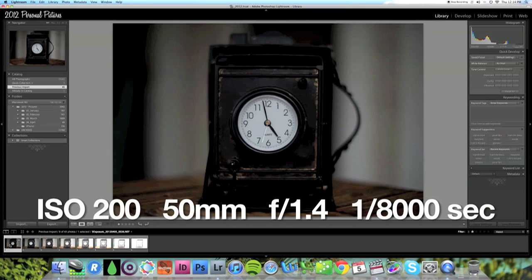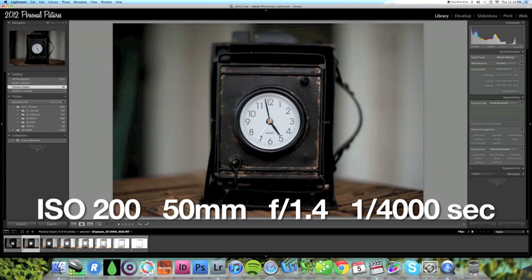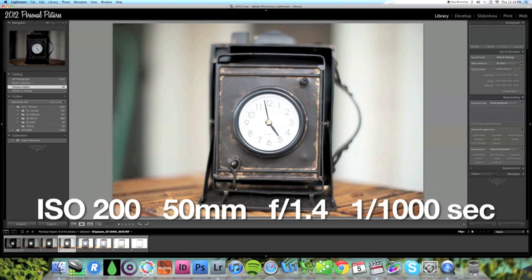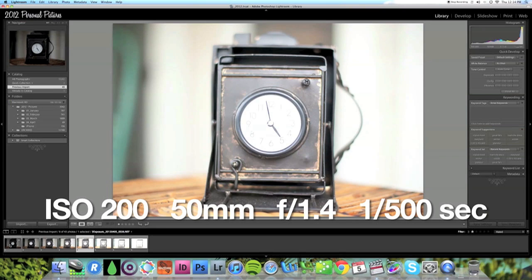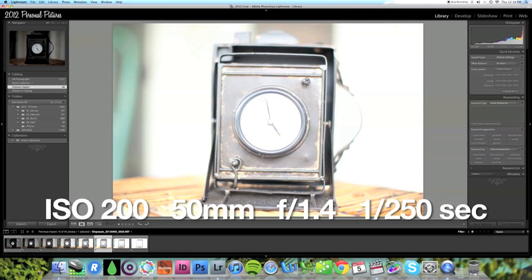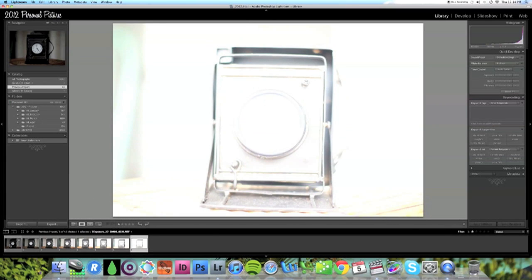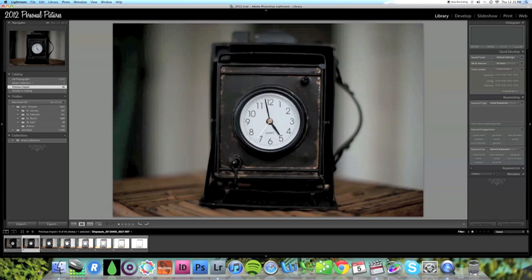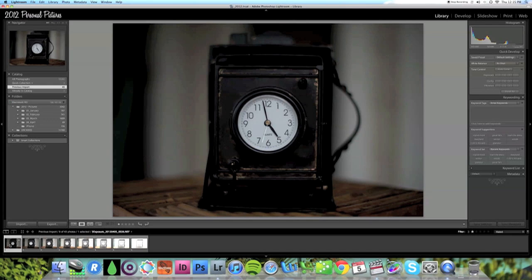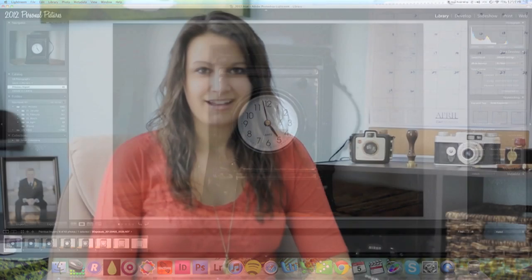So this was at 1/8000th of a second, 1/4000th of a second, 1/2000th of a second, 1/1000th of a second, 1/500th of a second, 1/250th of a second, 1/125th of a second, and 1/60th of a second. So like I mentioned before, all of the factors stayed the same except for the shutter speed. And you can see here clearly the exposure changes a lot as you change the shutter speed across the range, across the spectrum. So now that we've talked about how shutter speed affects exposure, we're going to shift gears a little bit and I'm going to talk about how shutter speed affects motion and movement.